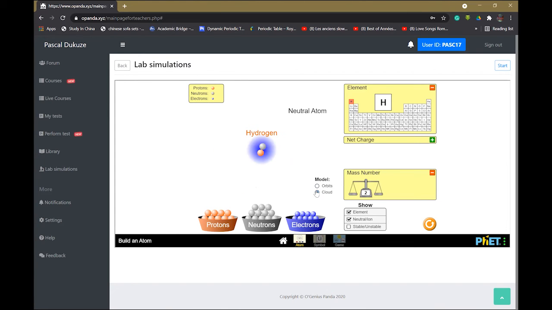Now here we have the electron cloud. The electron cloud doesn't show the number of electrons, but it shows the negative cloud around the nucleus.